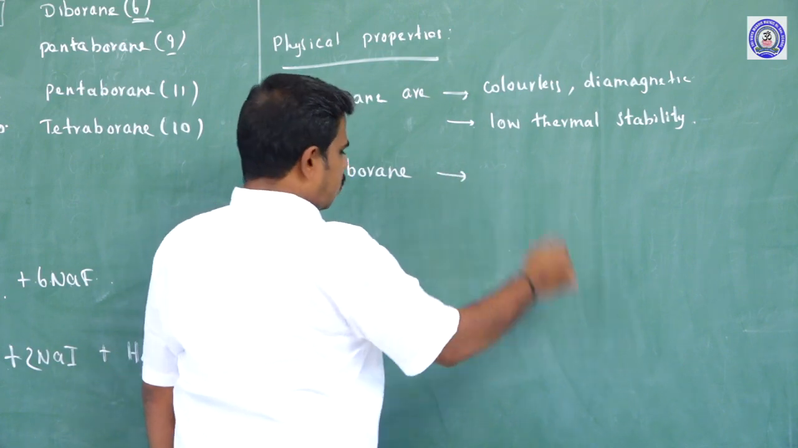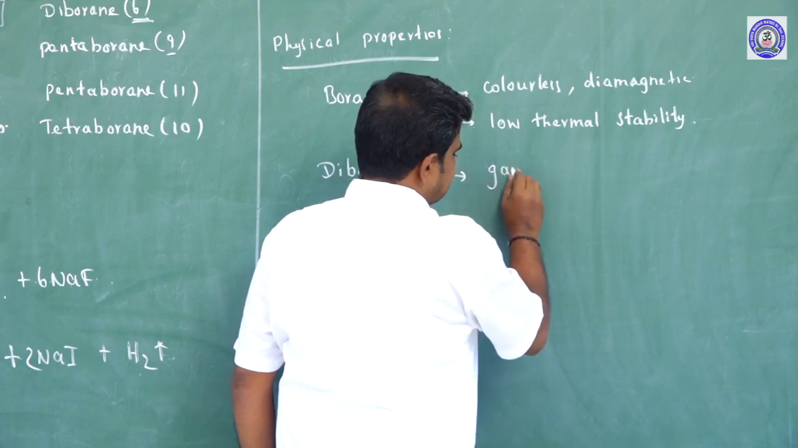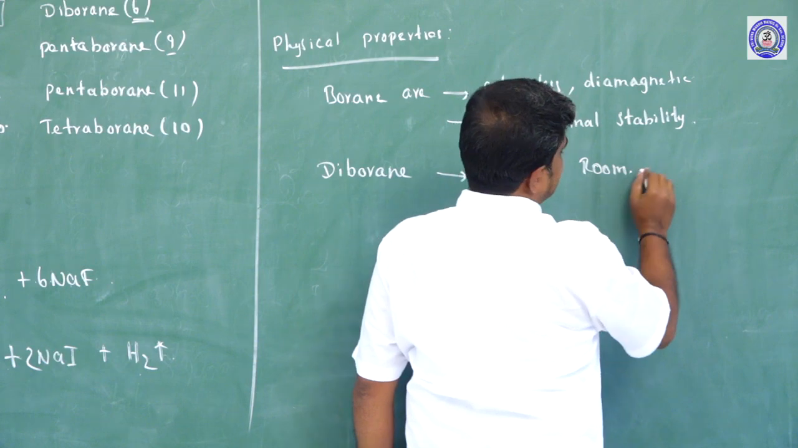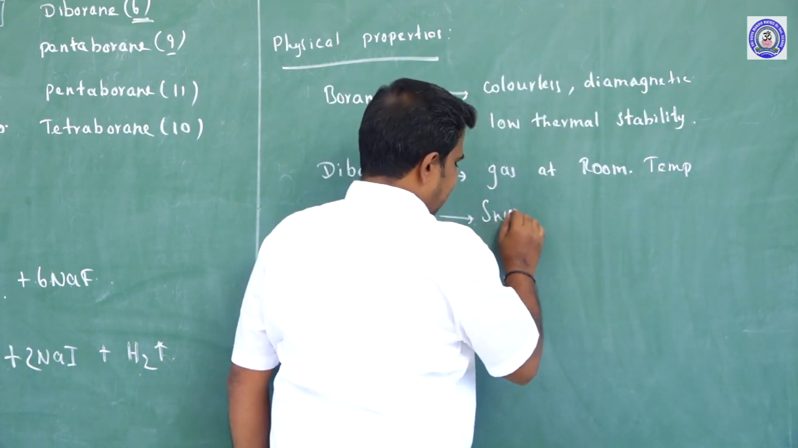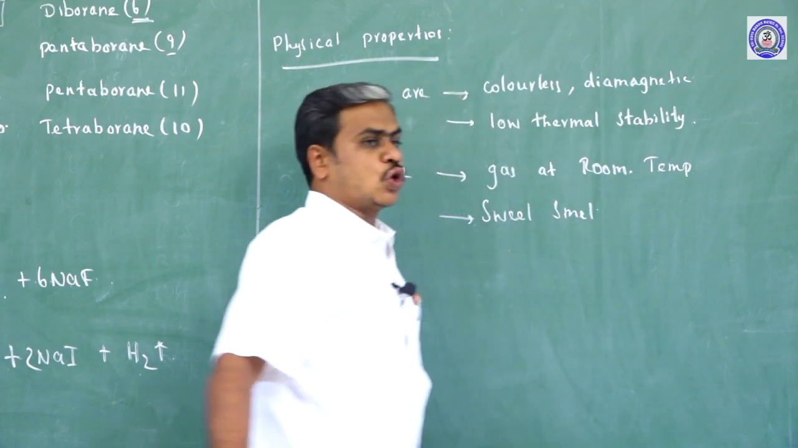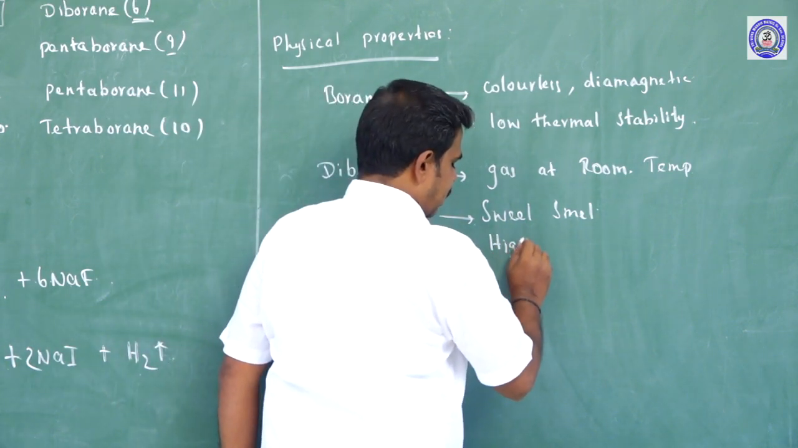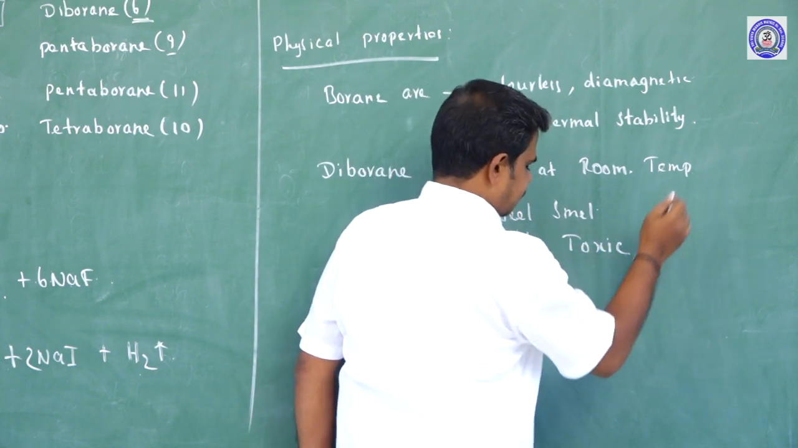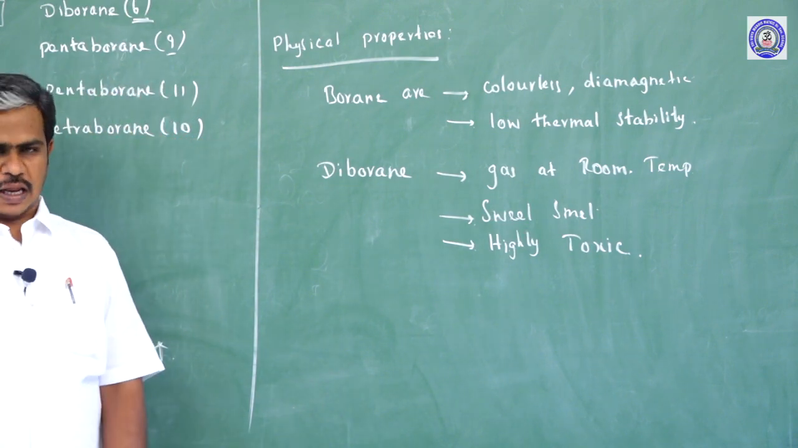Diborane is a gas at room temperature. It has a sweet smell, and it is also extremely toxic. So, these are the physical properties of diborane.